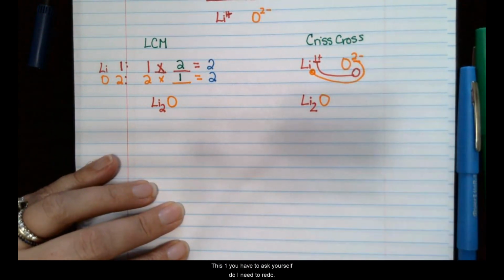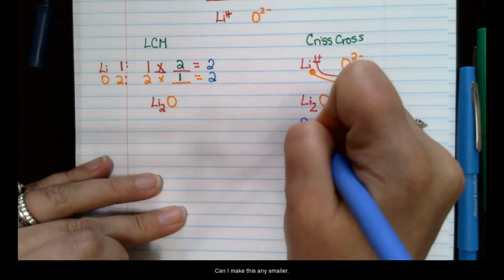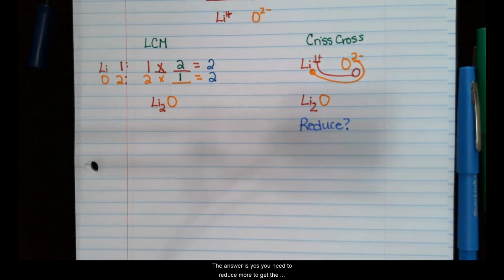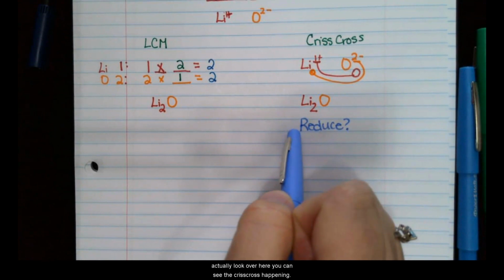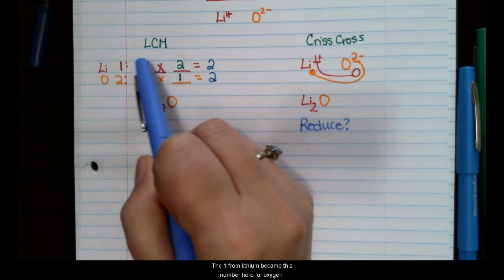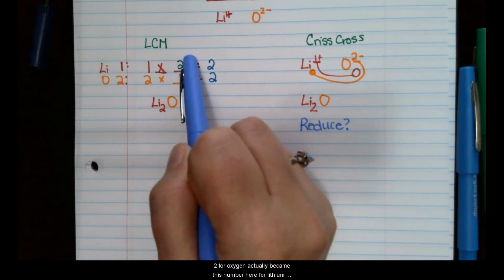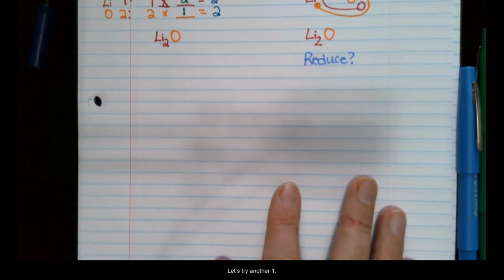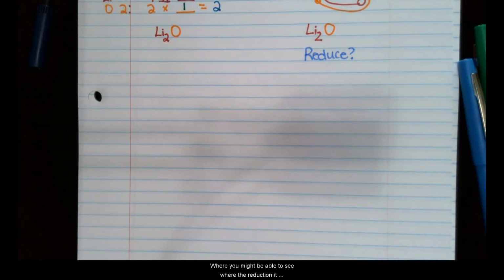But with this one, you have to ask yourself, do I need to reduce? Can I make this any smaller? If the answer is yes, you need to reduce more to get the lowest whole ratio of subscripts possible. Otherwise, you don't have to. And if you actually look over here, you can see the Criss-Cross happening. The 1 from lithium became this number here for oxygen. The 2 from oxygen actually became this number here for lithium, and you could see the Criss-Cross happening. It was pretty cool.